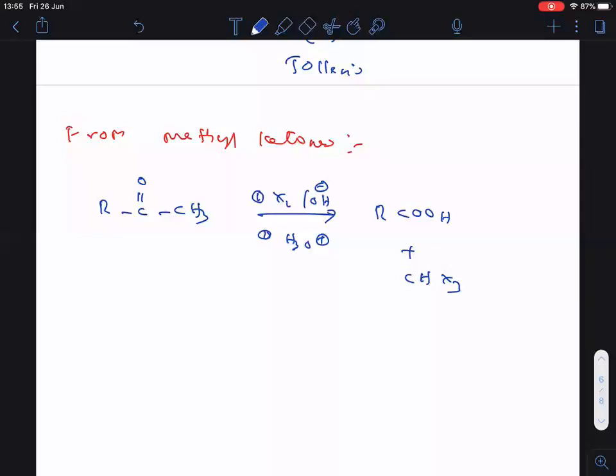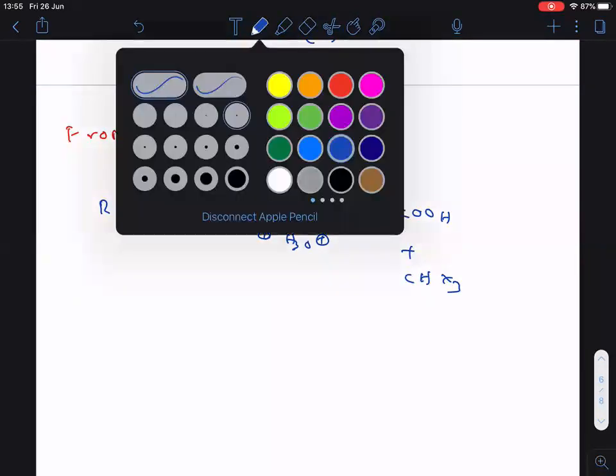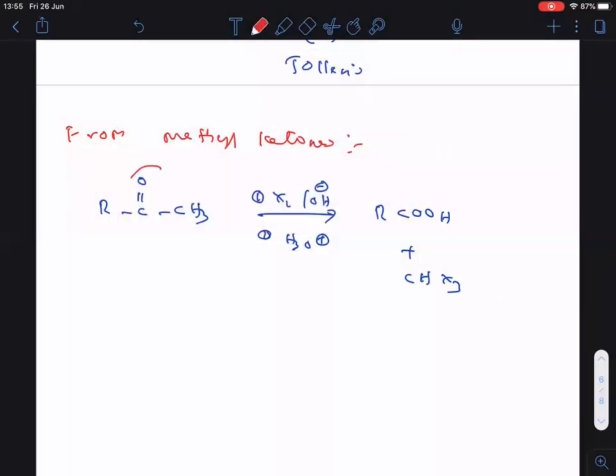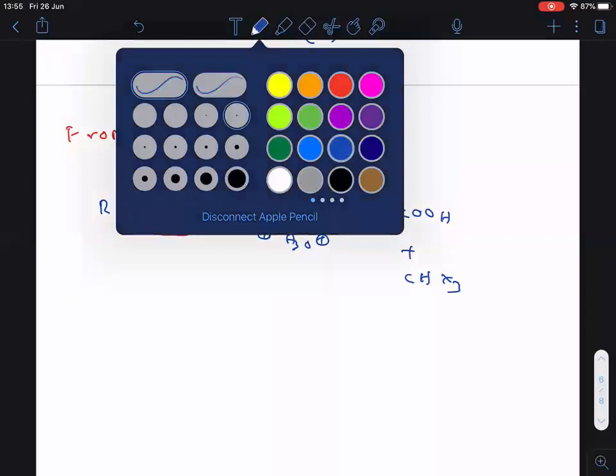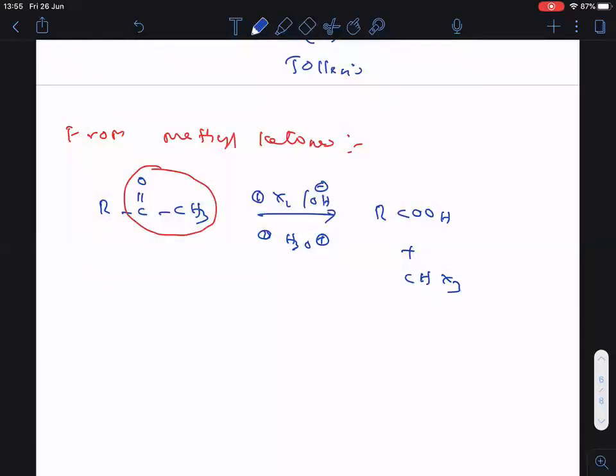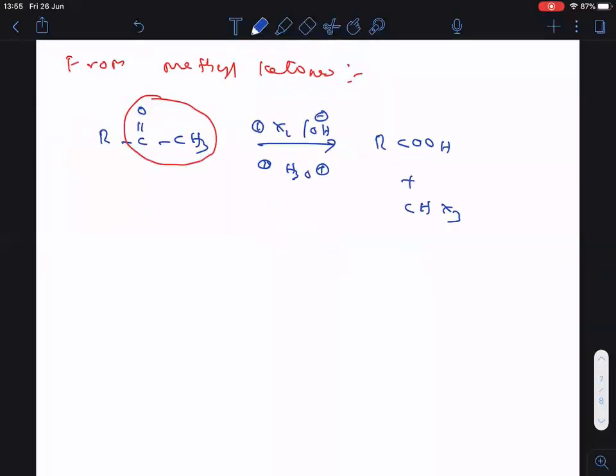In place of X, if I take iodine, it will become iodoform. Okay, and many times I told you, methyl ketones will give the iodoform test. Methyl ketones will give the iodoform test. Clear?